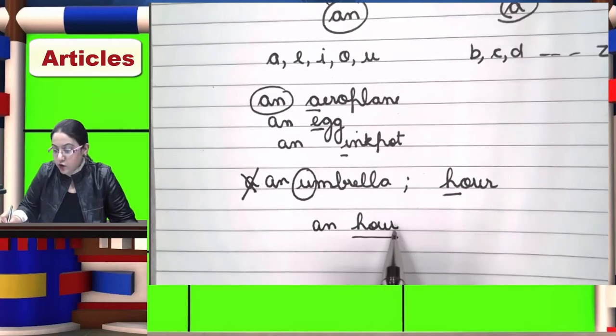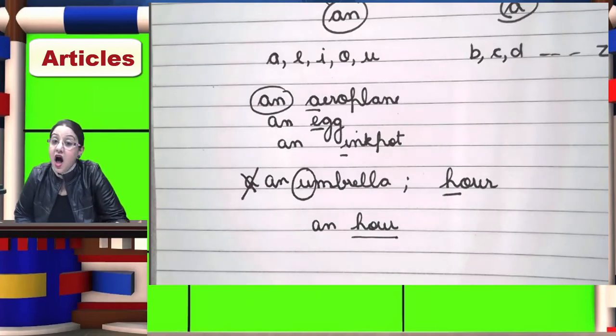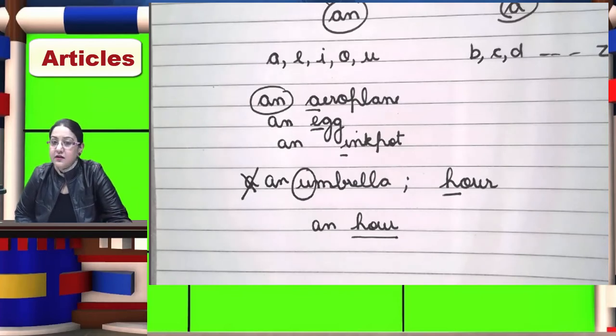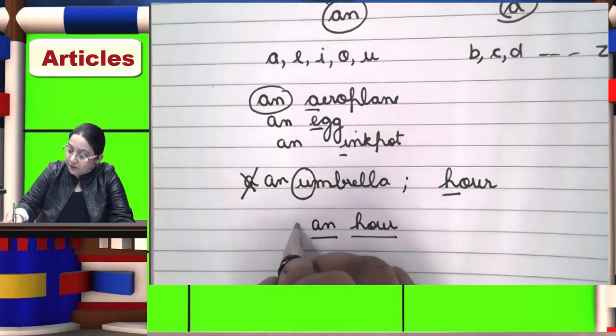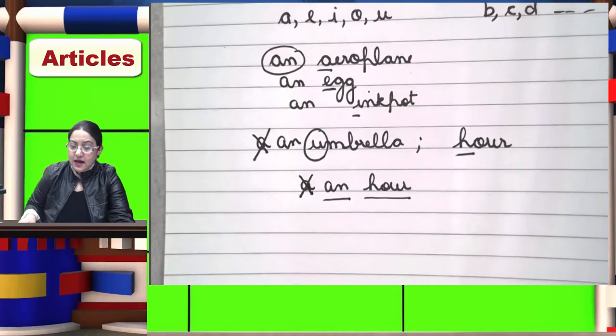Okay. I hope you can relate to it with the swar in Hindi. So in the word hour also, the word is beginning with a consonant H, but the sound that I'm getting when I speak this word is a vowel sound, right? So because I'm getting the sound of a vowel, I'm going to use an, and I'm not going to use a here. I hope it must be clear to you. Similarly, we can have many more examples.